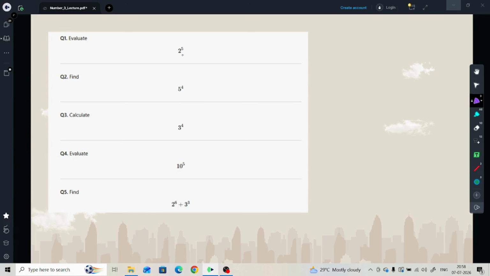So you can see over here, 2 to the power 5 is basically what? 2 times 2 times 2 times 2 times 2. That is 32.